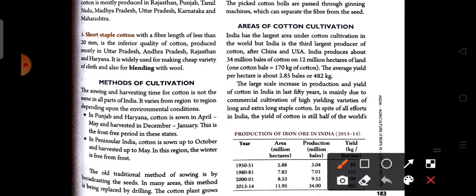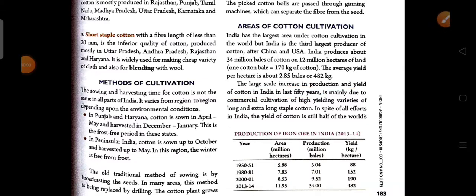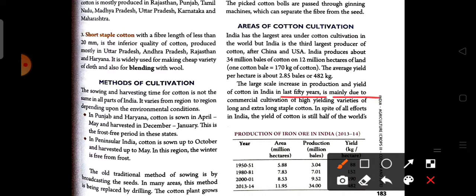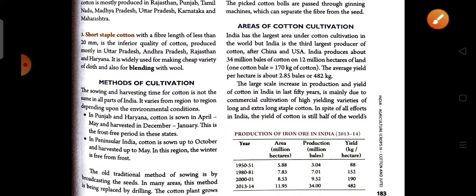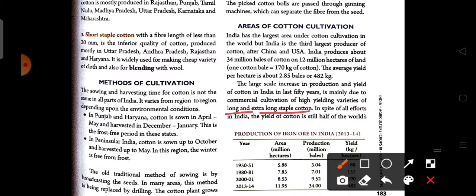Now, there has been a large scale increase in the production and yield of cotton in India. Large scale increase in production means the production per year has increased in the last 50 years. The production increased in the last 50 years mainly due to the commercial cultivation of HYV seeds, that is high yield variety seeds of long and extra long staple cotton. So the commercial cultivation of HYV seeds increased, and the long and extra long staple cottons are present in the HYV variety of seeds.